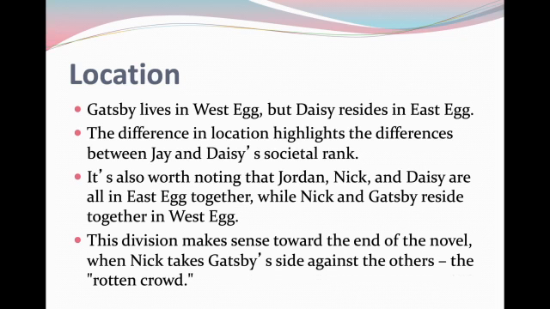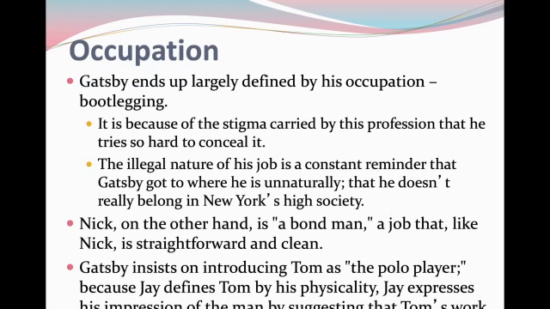Jordan, Tom, and Daisy don't have to work for a living, whereas Gatsby had to work for his money. Nick is currently working for his money. Now, this division makes sense toward the end of the novel when Nick takes Gatsby's side against the others and calls them a whole rotten crowd.